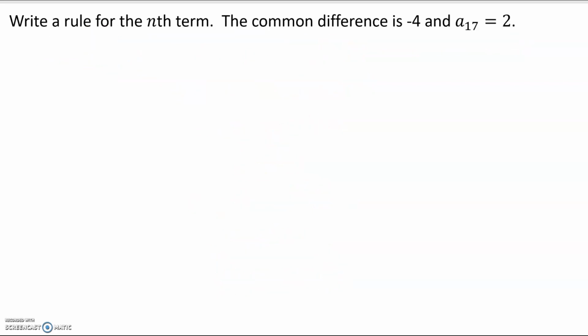Okay, we're going to try another one of those. So the common difference this time is negative 4, and I know that the 17th term is 2. So I'm going to plug in what I know into that original formula.